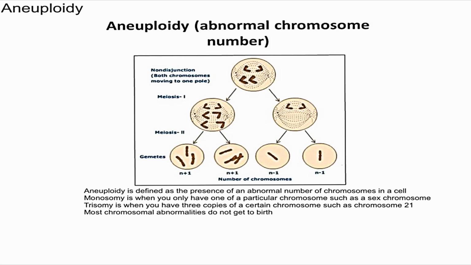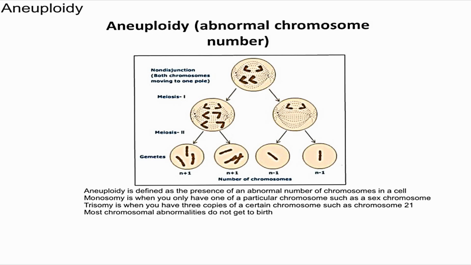So for example, we know that humans normally have 46 chromosomes. So aneuploidy is when you have an abnormal amount of chromosomes. So let's say you have 45, you're missing one chromosome, or you have 47 where you have an additional chromosome. So those are some examples of aneuploidy.